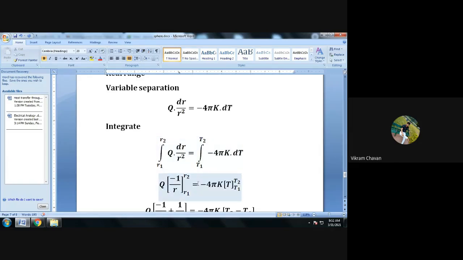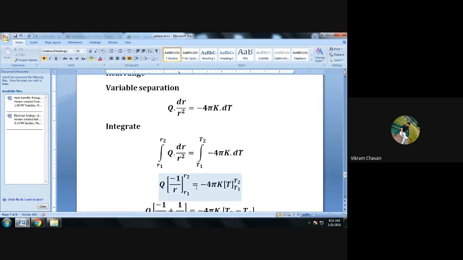So we get the equation as Q, and inside the square bracket minus 1 upon r, which is the integration of 1 upon r square, and we have provided the limits: lower limit r1 and higher limit r2. This is equal to minus 4 pi k as it is, times the integration of dT, which is T, with lower limit T1 and higher limit T2.